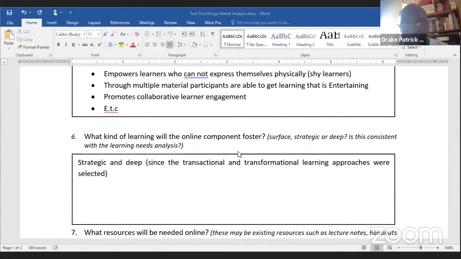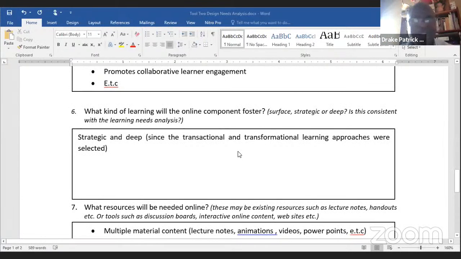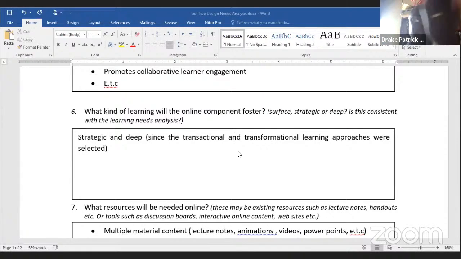So this is a research component. So we are saying we are focusing on growing the learner's ability to develop what we call strategic, critical thinking and problem-solving skills. Therefore, we have strategic and deep learning. And largely, the approach we are using is transactional and transformation learning approach. 7.